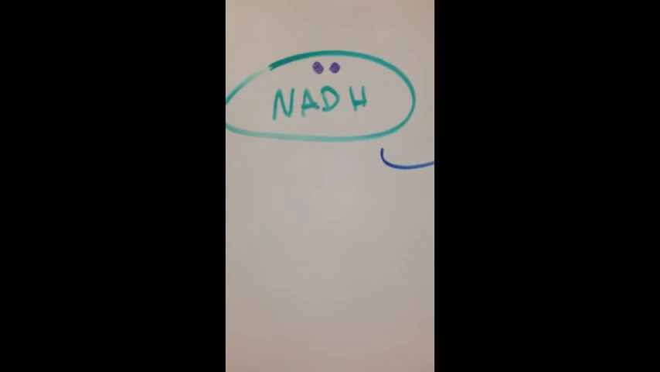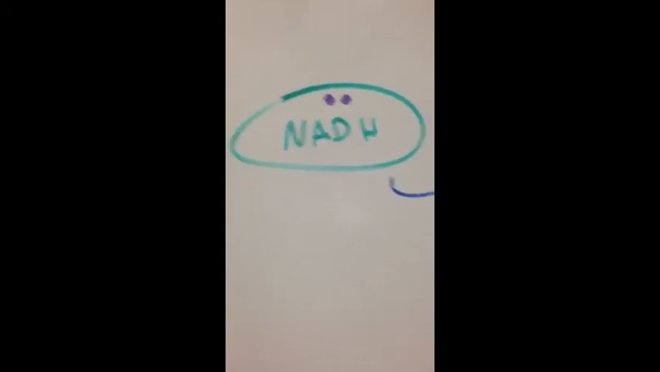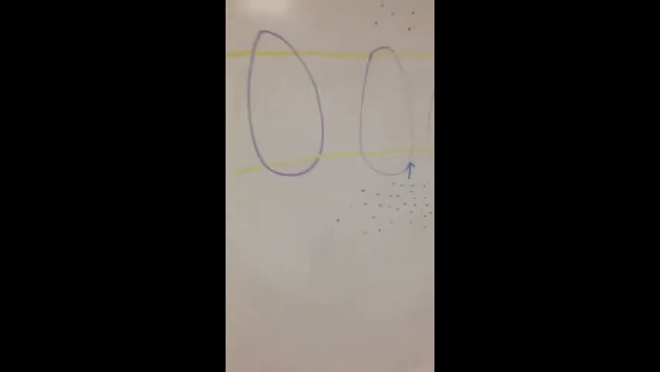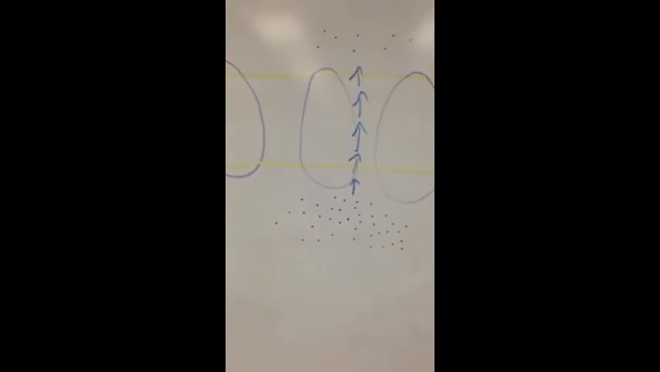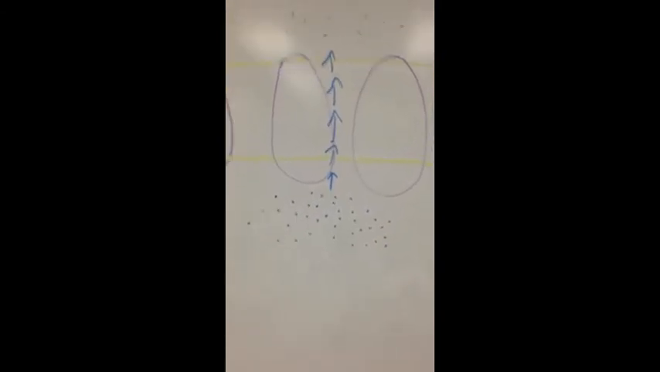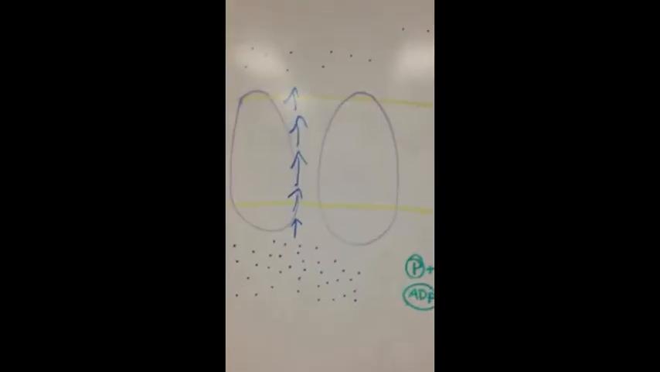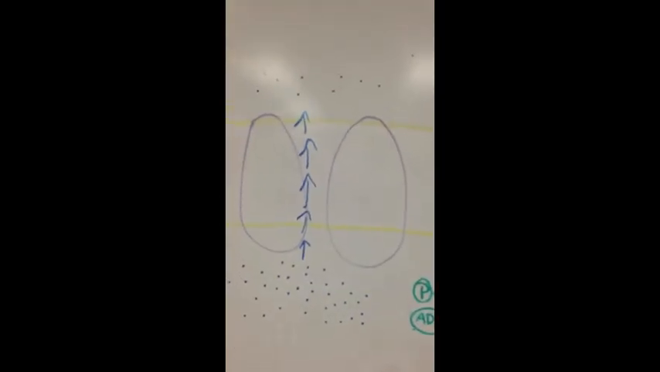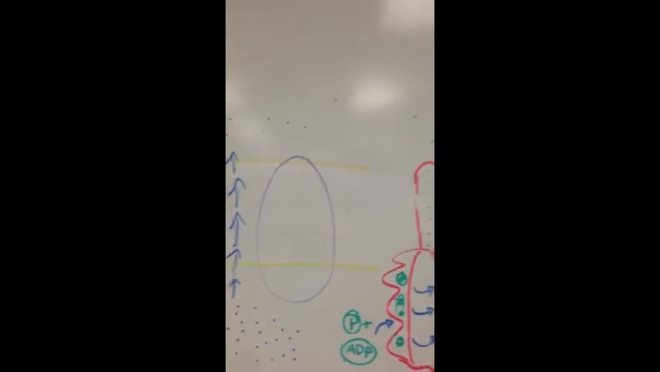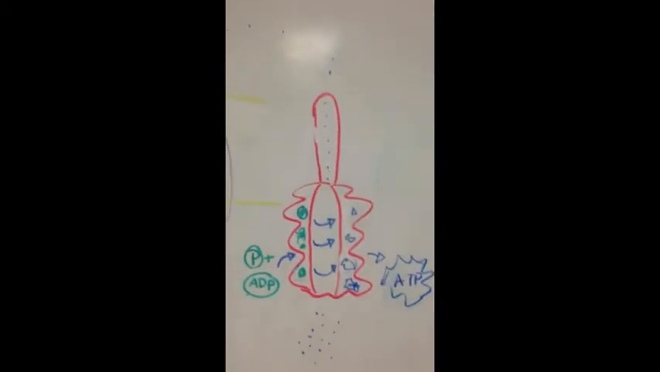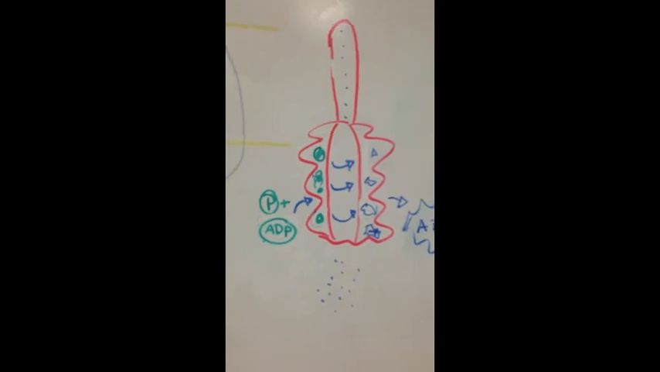The first part of stage 3 is NADH traveling into the electron transport chain. Next, the energy released from the electrons is used to pump the hydrogen ions through the membrane. After making it through the membrane, the hydrogen ions go through ATP synthase, causing it to spin, making ADP into ATP.